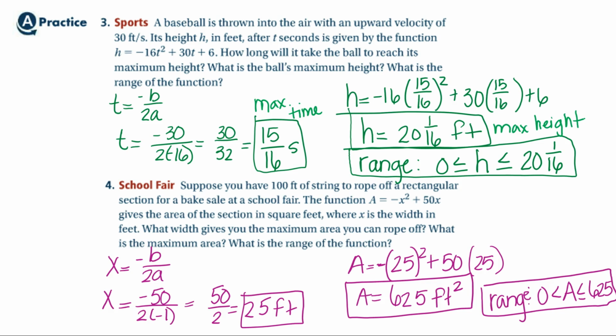The second one, a lot of you got stuck with the 100 feet of string. But they gave you this equation here: A equals negative x squared plus 50x. That's where we have to keep our focus and use that 50, because that's what's in front of the x. So negative 50 over 2 times negative 1 is 50 divided by 2, or 25 feet. That 25 feet, that is my width.